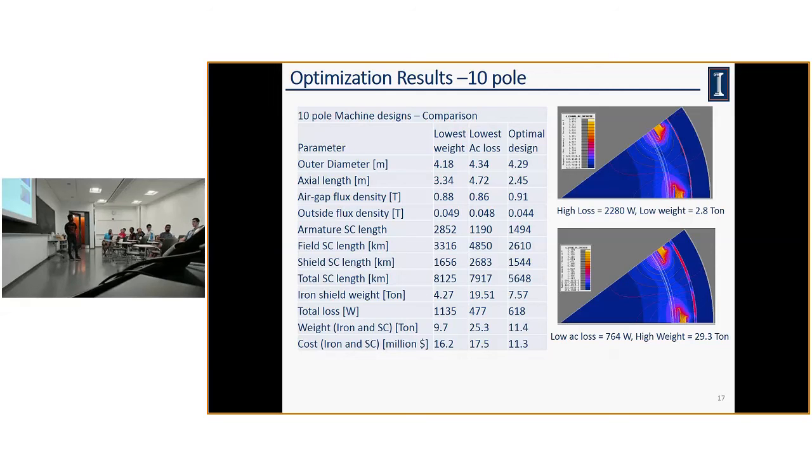I guess one last question. Why are you using a genetic algorithm for your optimization rather than just a gradient descent-based method?